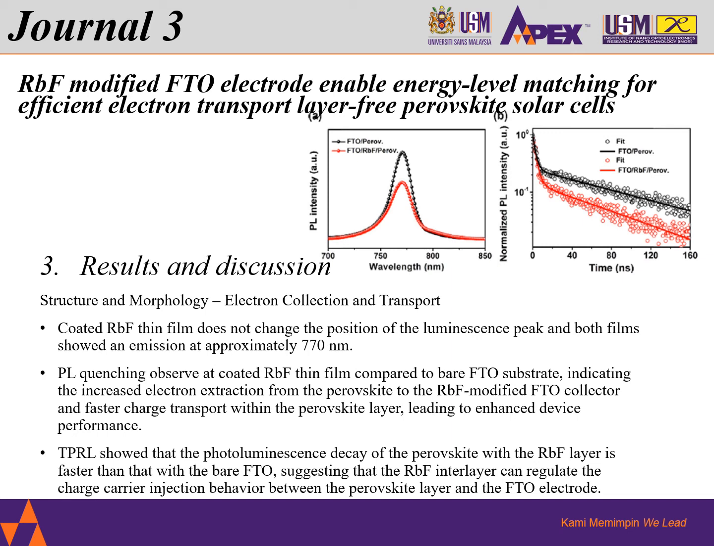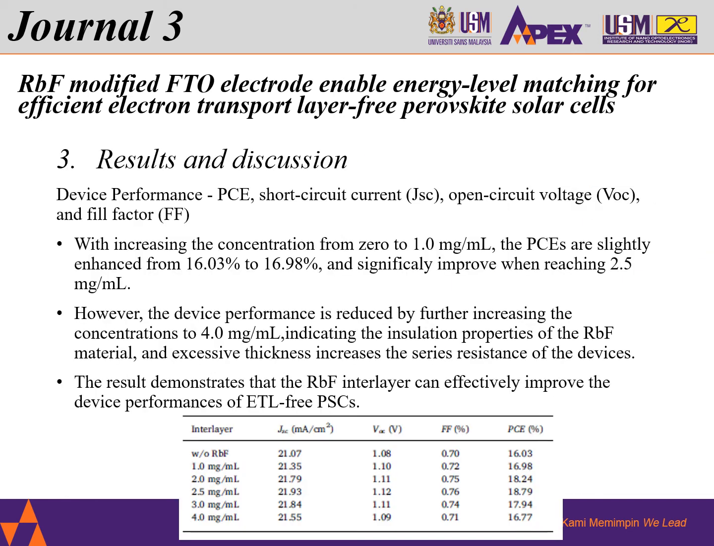To further investigate the device performance with and without RbF, a few samples were prepared by the researchers. One is totally without RbF, and another few samples are with increased concentrations of RbF. You can see from the table here that the one without RbF has the lowest PCE, which is 16.03, while the one with 2.5 mg per milliliter concentration of RbF shows the best performance, with a PCE of 18.79.